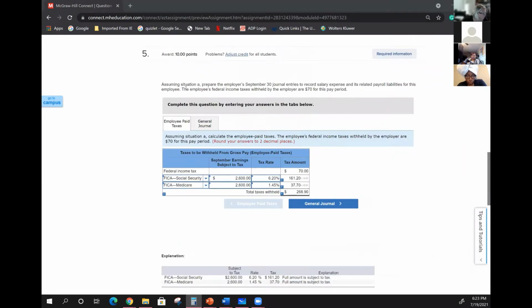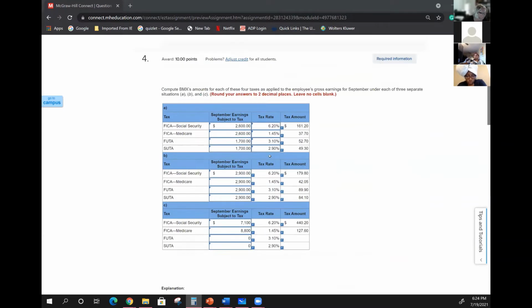Now it's saying, assuming situation A, prepare the employer's September 30th journal entry. Keep in mind, you're going to have the employee deductions and you're also going to have your employer tax deductions, so we're going to do both. This one is saying to do the September 30th journal entry to record the salary expense and its related payroll liabilities for this employee. So let's look back up here at A, and I can see all my tax amounts here.